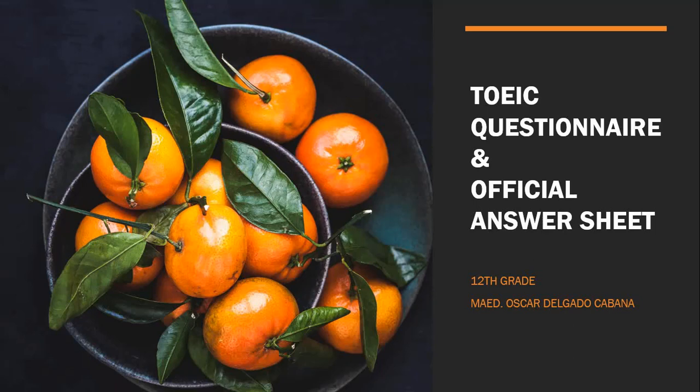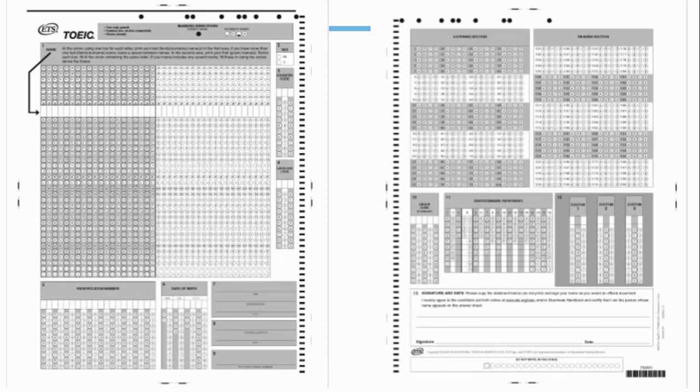For this week we're going to focus our work on two specific things related to the TOEIC test. Specifically, these two things take place minutes before you start answering your questions, and they are the TOEIC questionnaire and the official answer sheet. We're going to start right now with the official answer sheet. This is the way the answer sheet looks like.